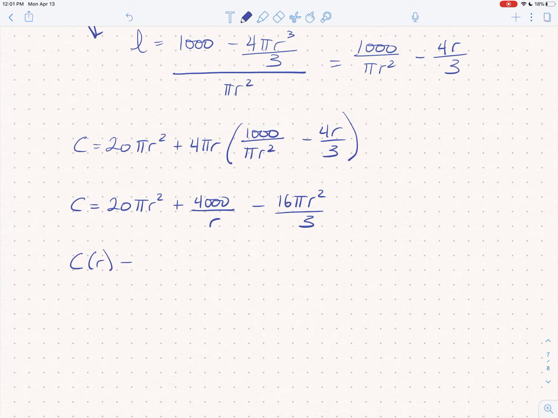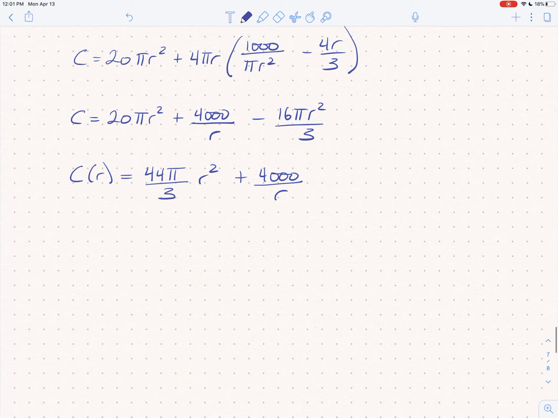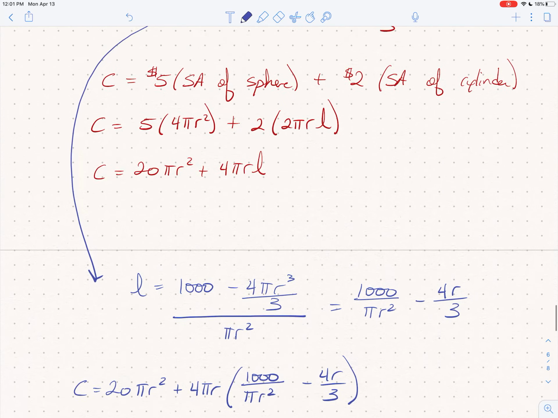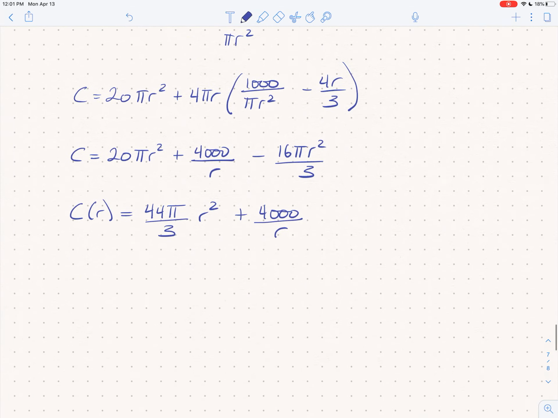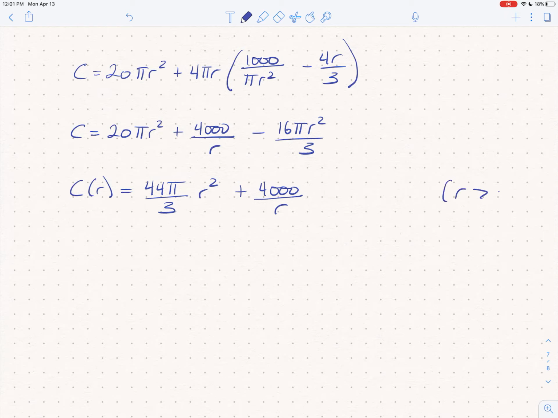So my final cost, I'm going to now view it as a function of r, is 44 pi thirds times r squared plus 4,000 over r. So at this point, you're ready to take derivatives now and try and figure out what's happening. I don't know that we noticed at the beginning, we probably should have, but it's sort of clear that your r and your L both have to be greater than 0. You really can't have a negative radius or negative length. So here it should also be clear that r is bigger than 0.